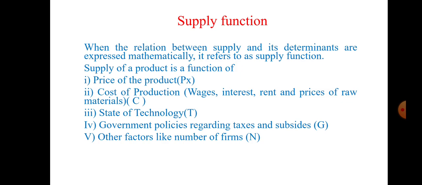And like the demand function, supply function also can be represented. When the relationship between supply and its determinants is expressed mathematically, it is referred to as supply function. Supply of a product is a function of price of the product, cost of production, that is the various factors like wages, interest, rent, prices of raw materials will be taken into account. Then state of technology as T, government policies regarding taxes and subsidies as G, and other factors like number of firms as N.